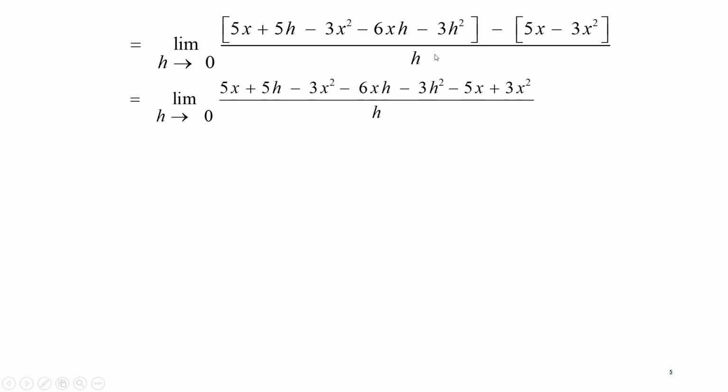Now we can actually open this bracket. This minus is outside the bracket, so this minus is going to expand inside. So minus goes here, becomes minus, this minus goes here, becomes plus. So 5x plus 5h minus 3x squared minus 6xh minus 3h squared. This minus goes here, becomes minus 5x. This minus goes inside here, becomes plus. Minus minus becomes plus 3x squared. Everything divided by h.